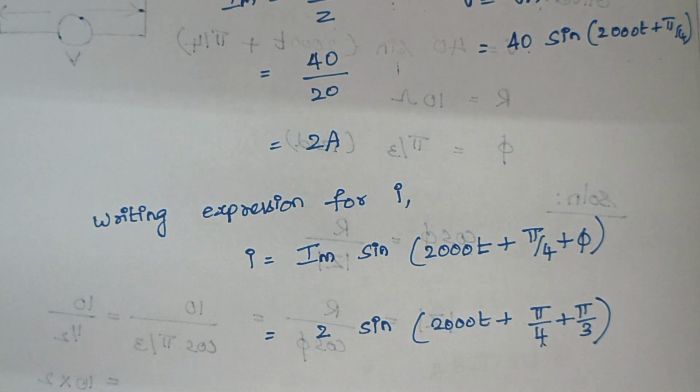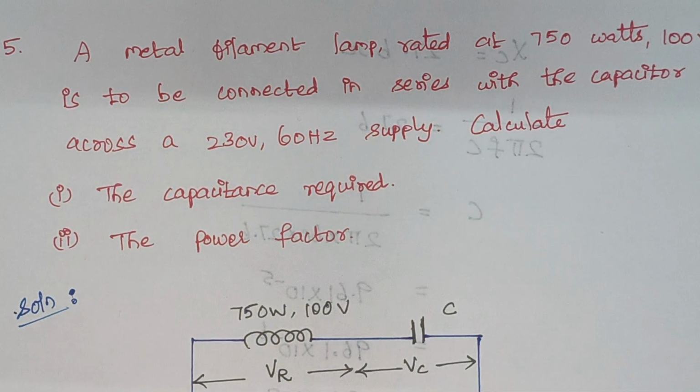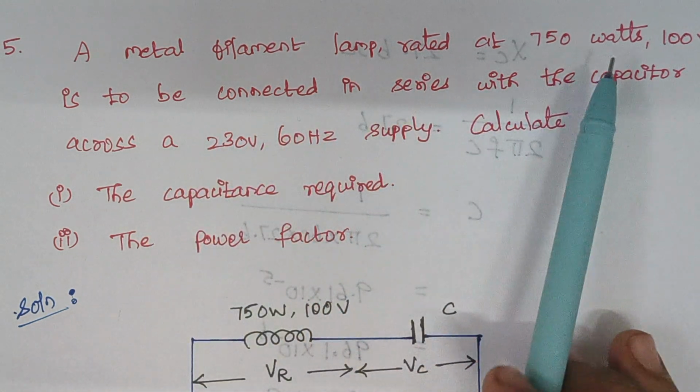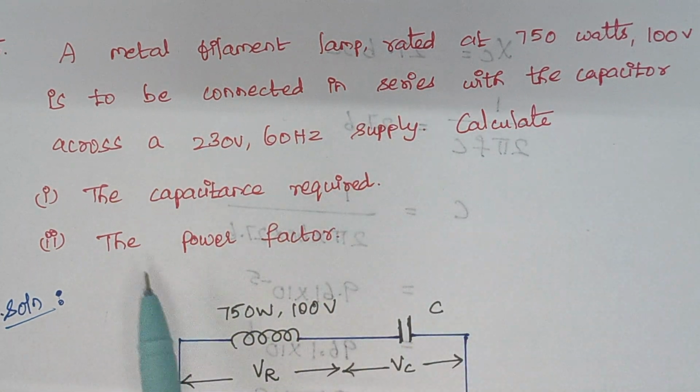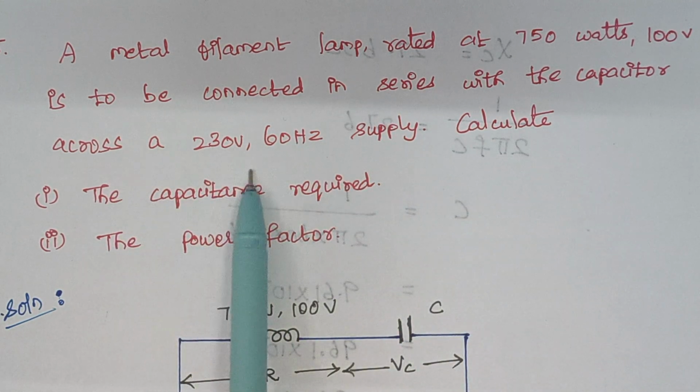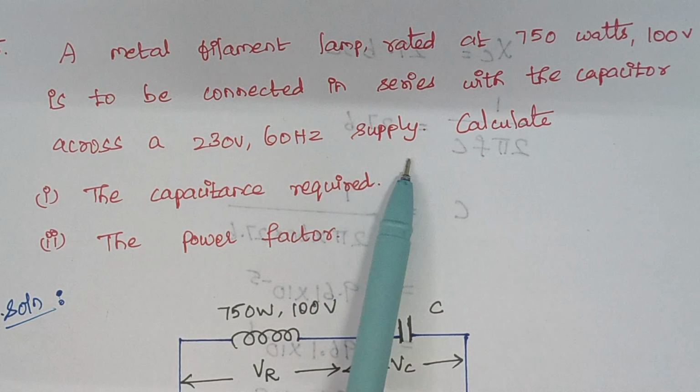We will move with the problem number 5. A metal filament lamp rated at 750 watts 100 volt is to be connected in series with the capacitor across a 230 volt 60 Hz supply.